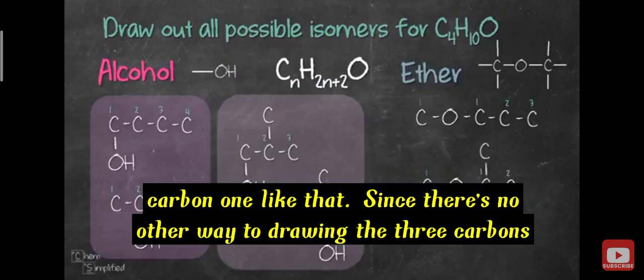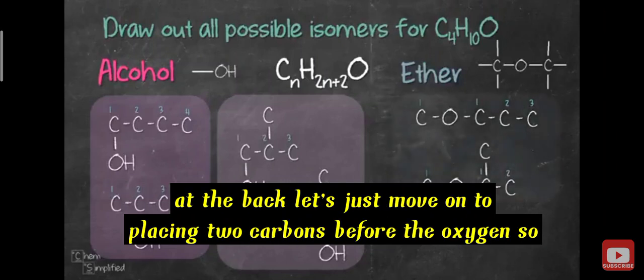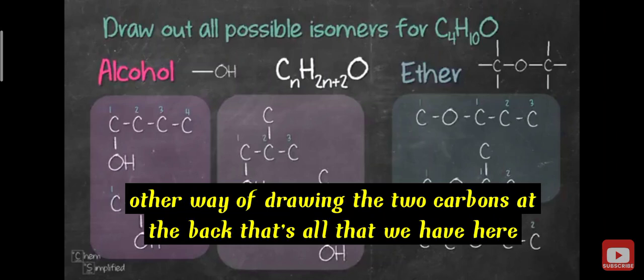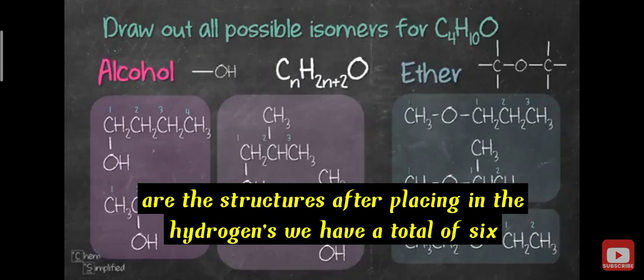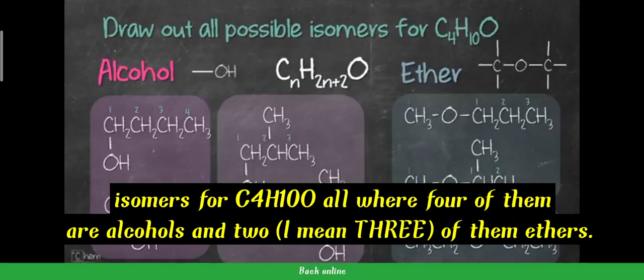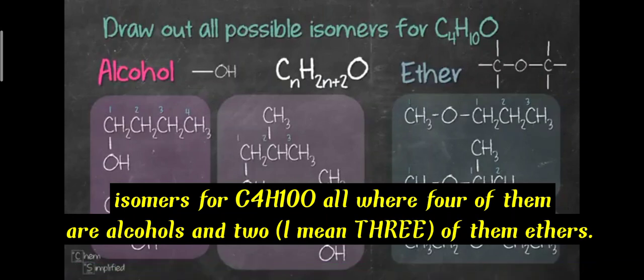Since there's no other way of drawing the 3 carbons at the back, let's just move on to placing 2 carbons before the oxygen. So we have 2 carbons, oxygen, and then 2 remaining carbons. Since there's no other way of drawing the 2 carbons at the back, that's all that we have. Here are the structures after placing in the hydrogens. We have a total of 6 isomers for C4H10O, where 4 of them are alcohols and 2 of them are ethers.